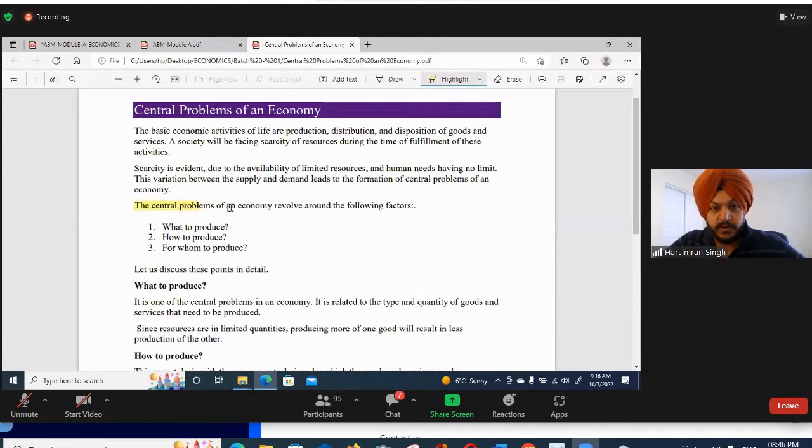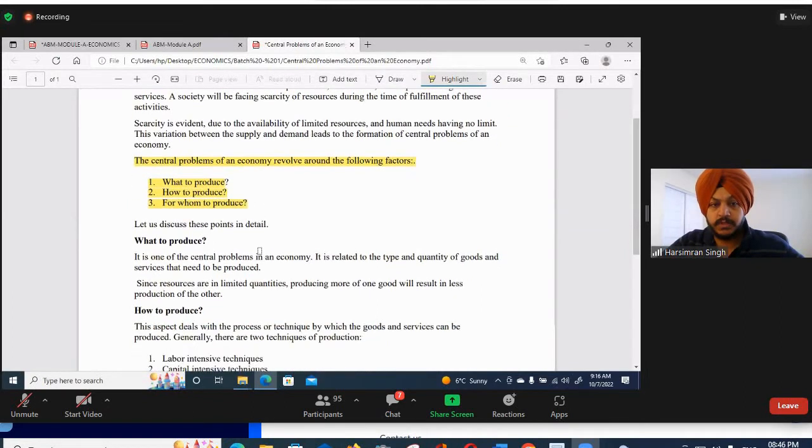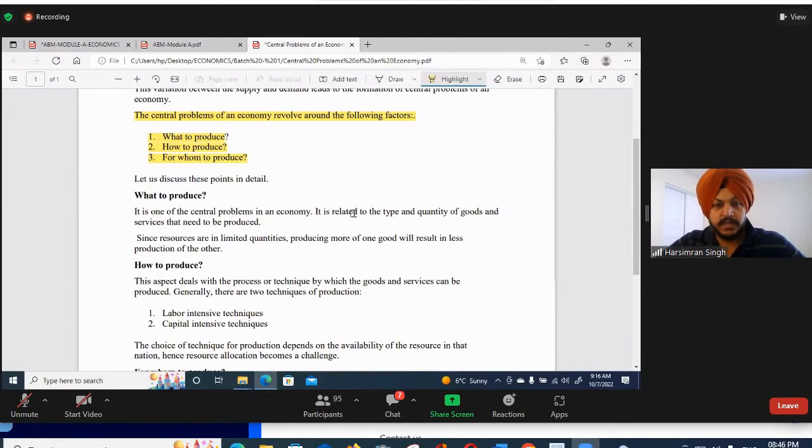The central problem of economy revolves around this: what to produce, how to produce, and for whom to produce. What to produce is what types of goods you should produce, and how much quantity you should produce. Since everything is limited in the economy, if you produce one good, you have to produce less of another good. What do I mean by this?